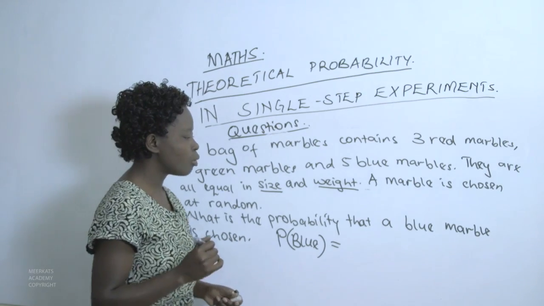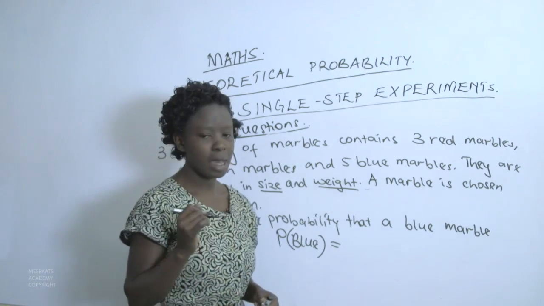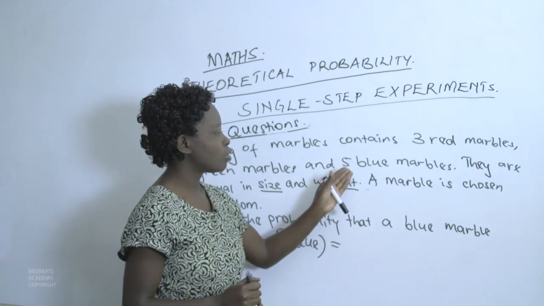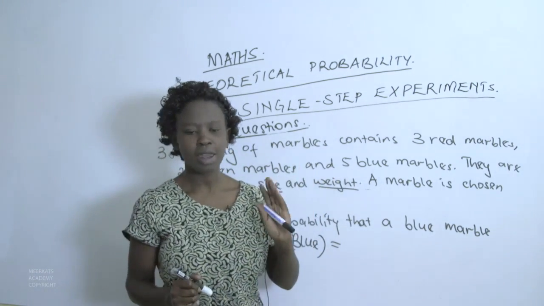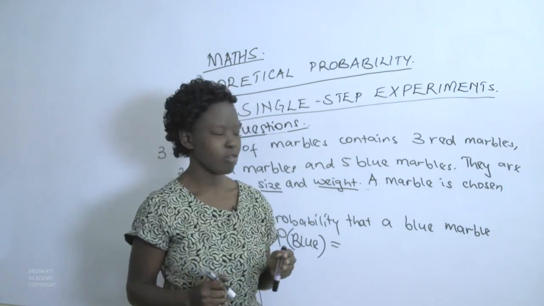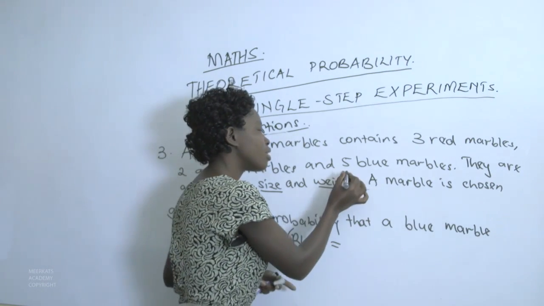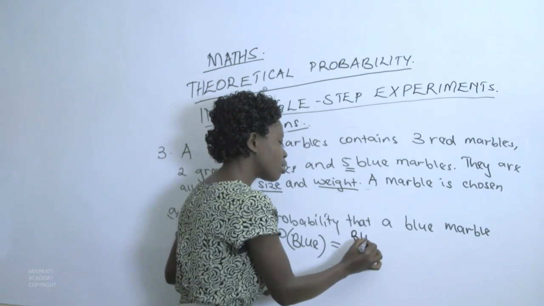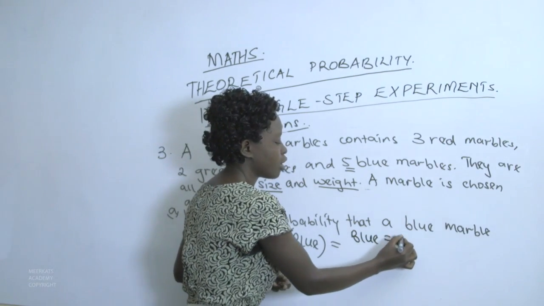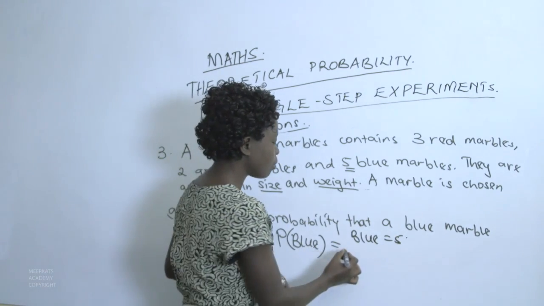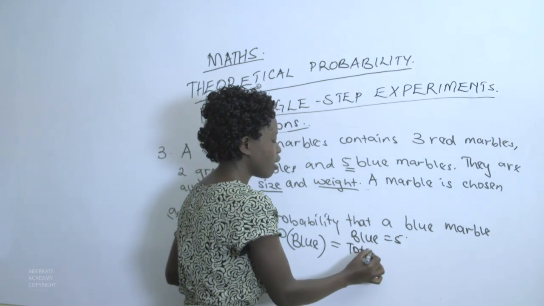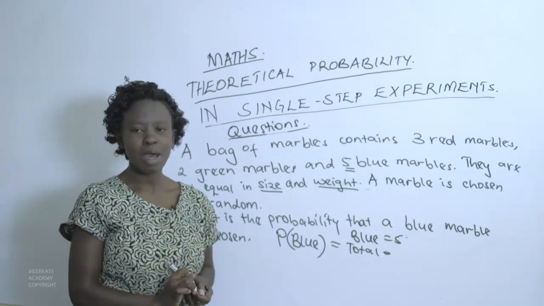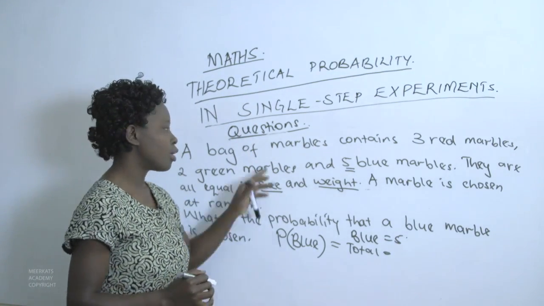So what do we mean? We need to get what is the favorable outcome in this case. To get the favorable outcome is simply identifying how many blue marbles you have. So in this case, we are having 5 blue marbles. For the total number of outcomes, we need to get the total number of marbles that are available in this bag.